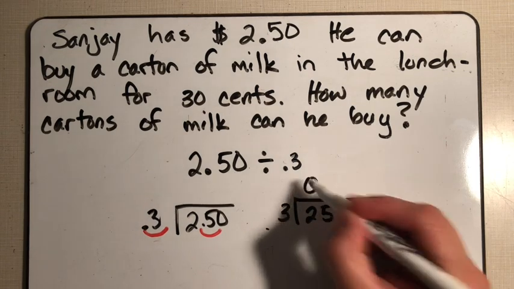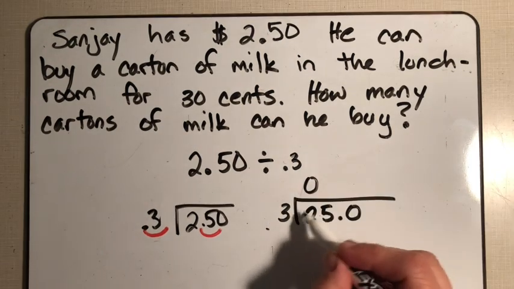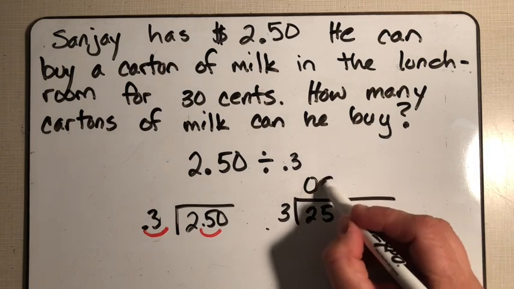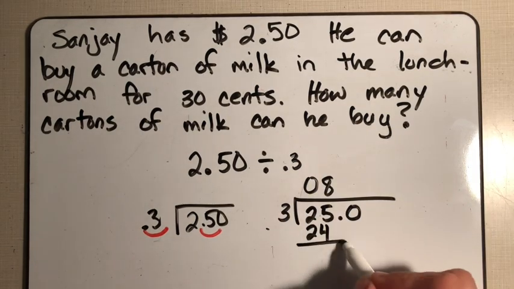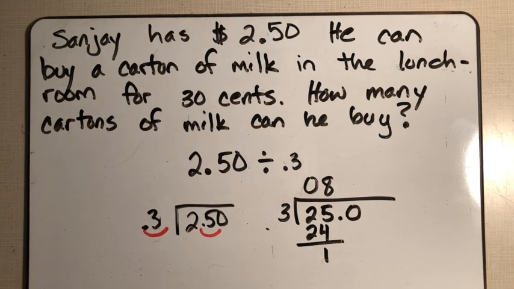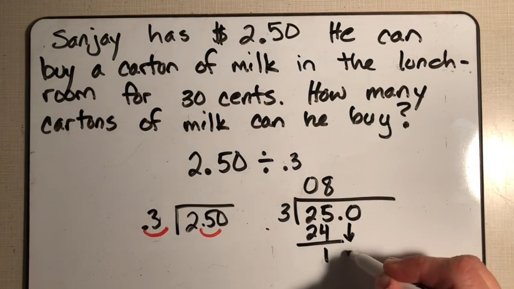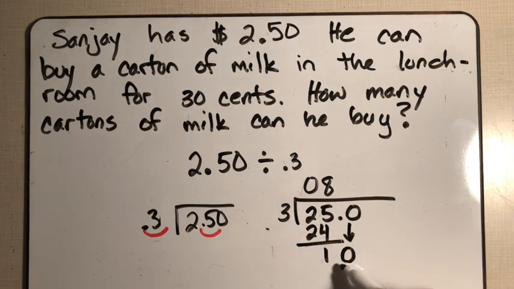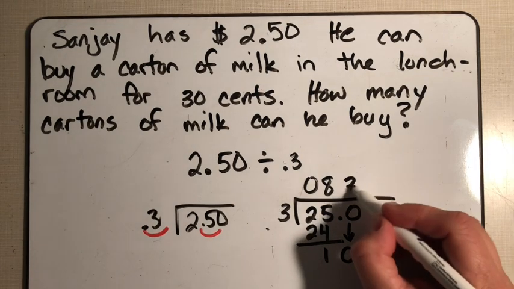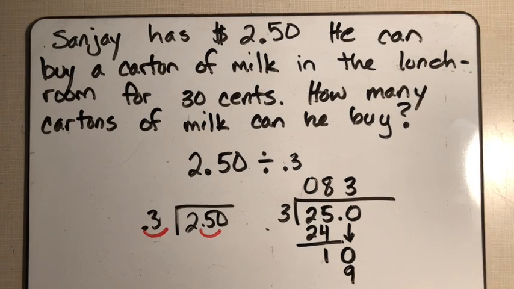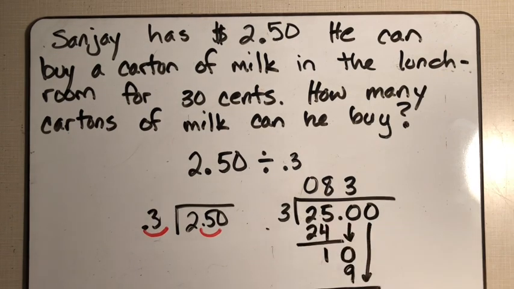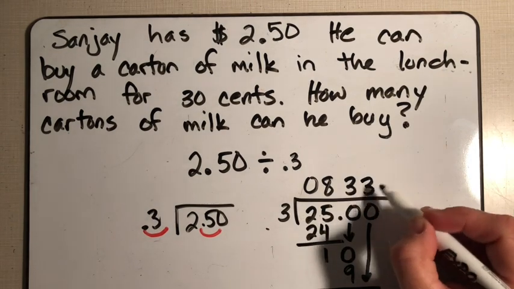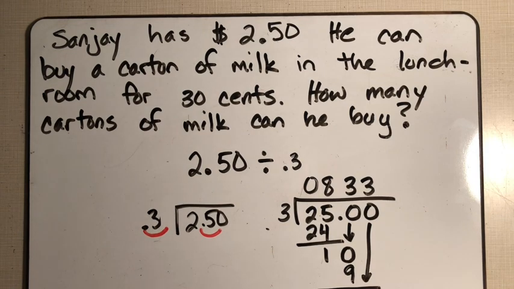All right, so this is the problem I need to do. 3 doesn't go into 2, so I'm going to put a 0 up there. 3 does go into 25. It goes into 25 8 times. 8 times 3 is 24. When I subtract, I can see I have 1 left. So I'm going to bring down the 0. 3 goes into 10 3 times. 3 times 3 is 9. And now I've got 1 left over. Let's bring down another 0. 3 goes into 10 3 times. 3 times 3 is 9, and I get a 1 again.